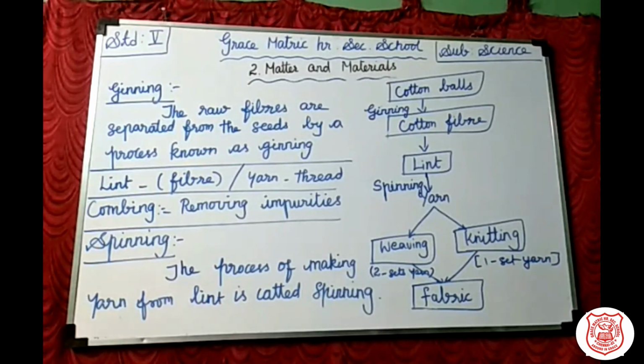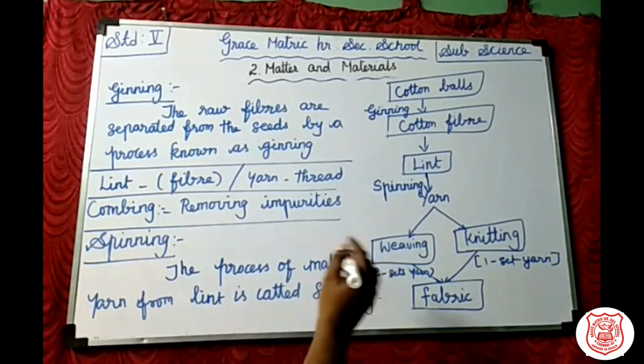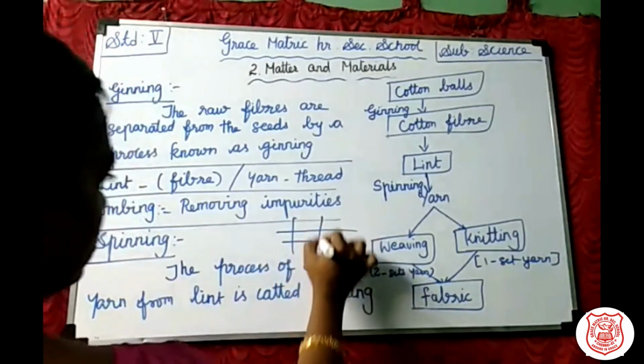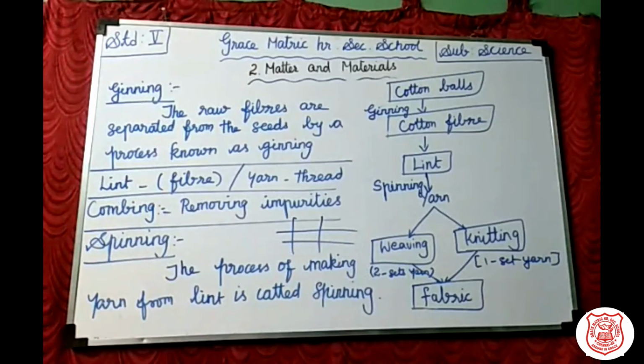So these two processes, the weaving process and the knitting process, are the two most important processes used for making fabric from yarn. In weaving, we have to use two sets of yarn, one used horizontally and one used vertically. This process is called the weaving process.